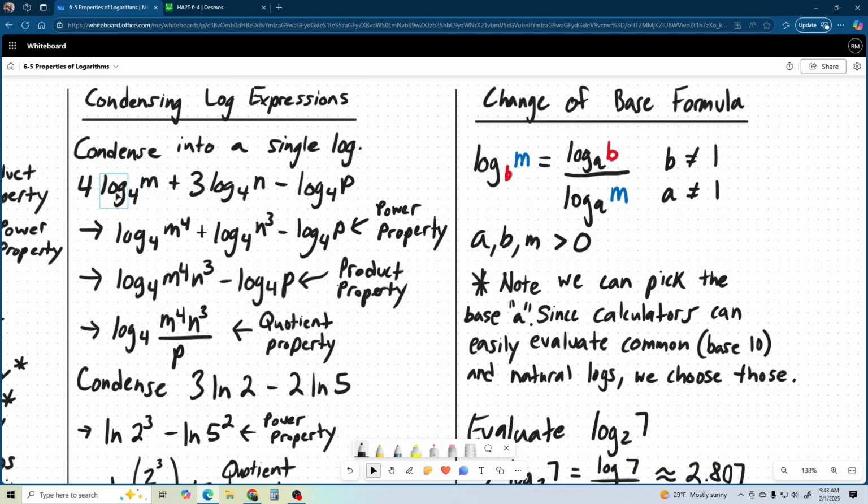So that's going to become log base 4 of m to the 4th, right? Which is what this is. And then we have 3 log base 4 of n, the 3 is going to move over here, and we're going to get log base 4 of n to the 3rd, right? The 3 just moves up. And then here, there is no exponent in front, so we're done with this step, right? We don't have any more power property we can use.